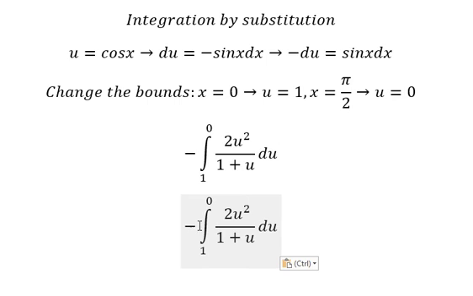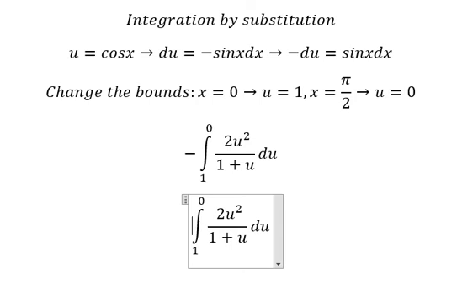Because we have the negative sign in here, we can swap the top and the bottom bounds together. So we have the integration from 0 to number 1.